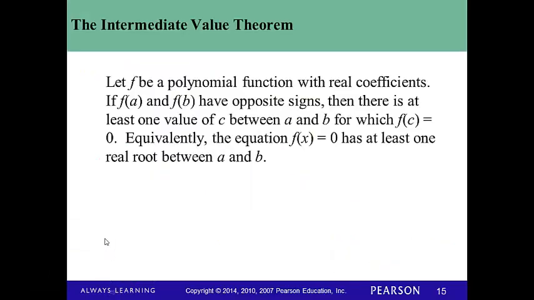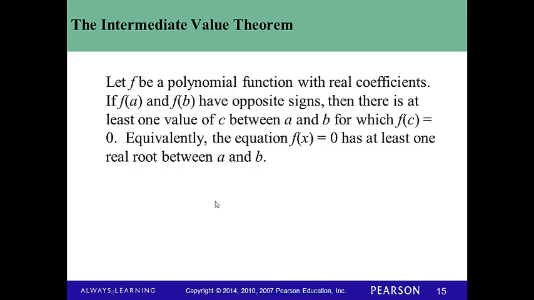All right, let's continue. The intermediate value theorem. Let f be a polynomial function with real coefficients. If f of a and f of b have opposite signs, then there is at least one value of c between a and b for which f of c equals 0. Equivalently, the equation f of x equals 0 has at least one real root between a and b.